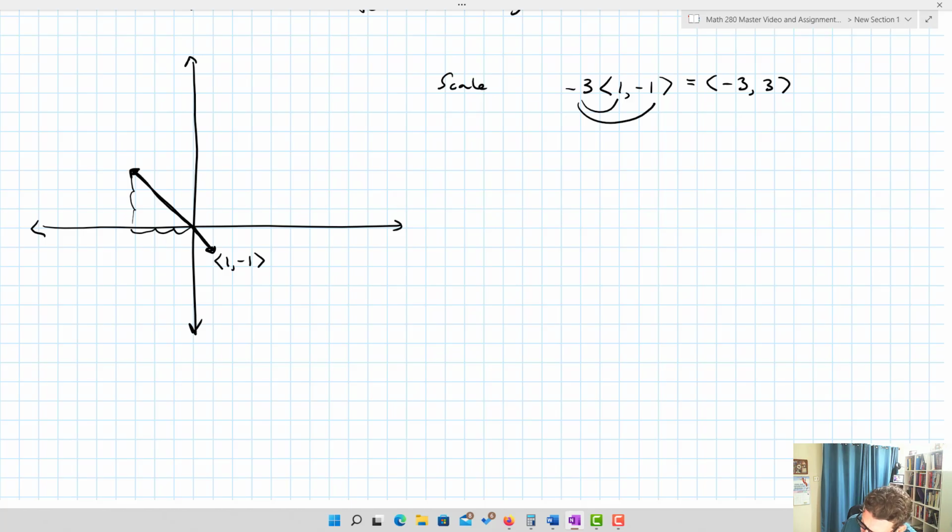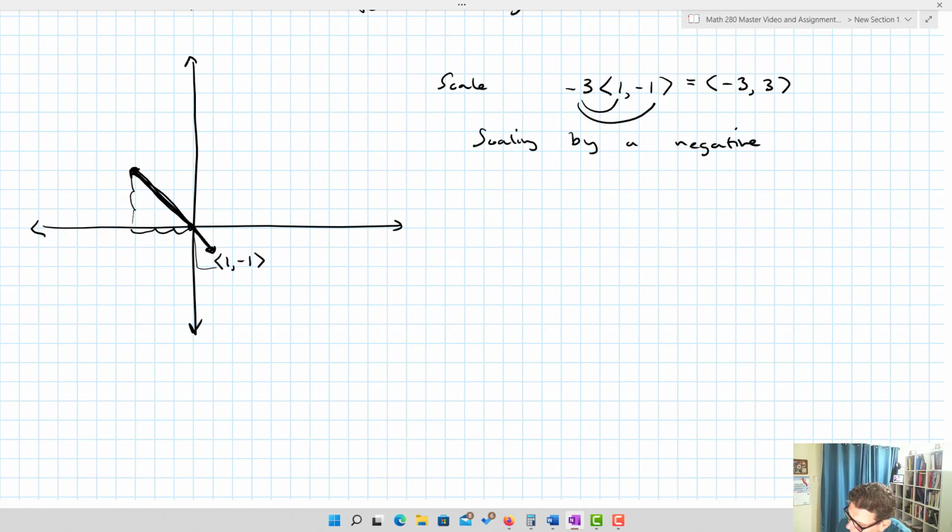And so what you can see here is it's now just been reflected. It's been reflected over that origin, right? It's just pointing in essentially the opposite direction. So at first, we were going southeast, and now we're going northwest, which is the exact opposite. So scaling by a negative reflects.